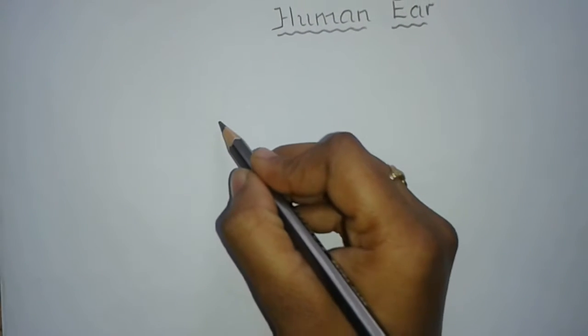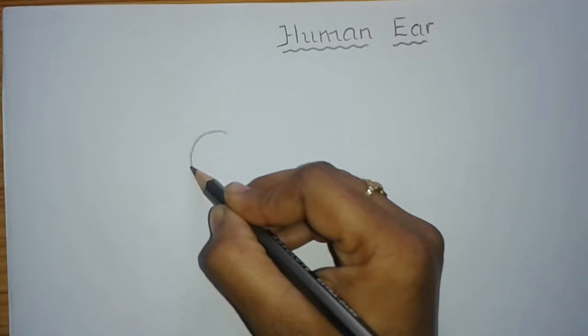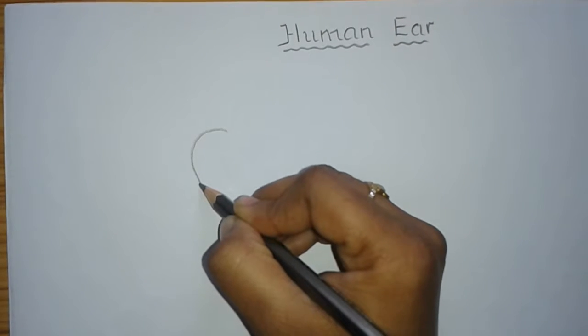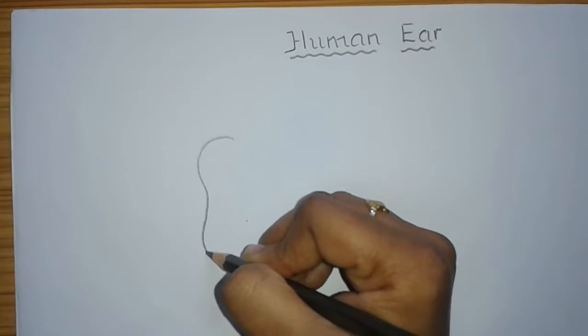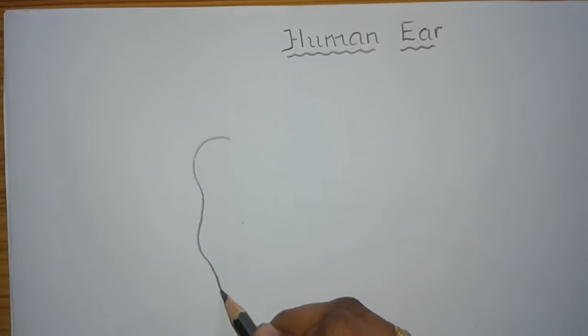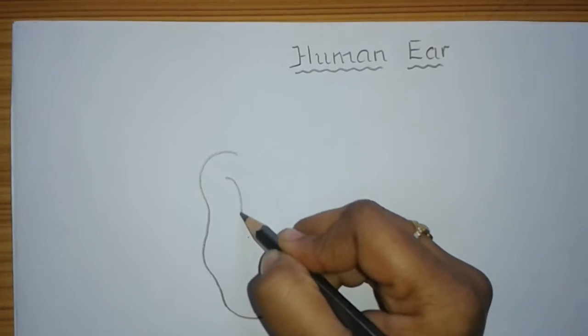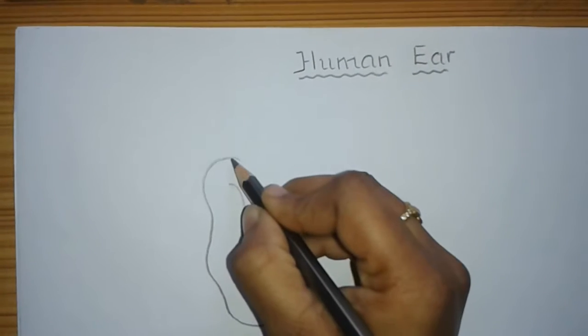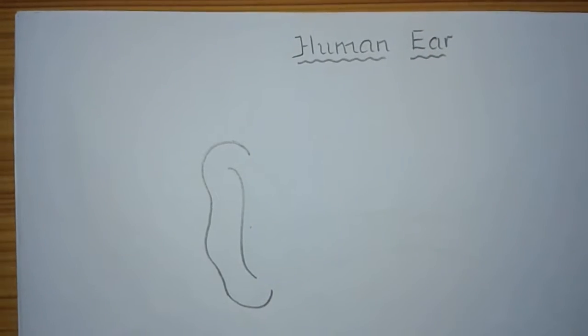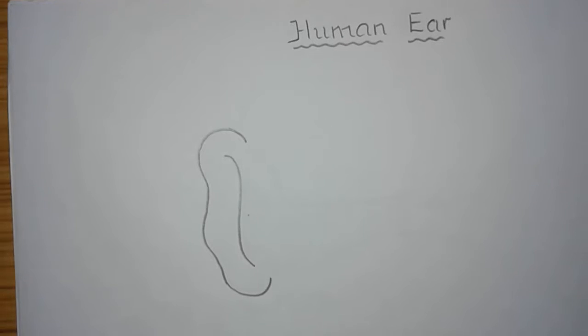First let us draw the pinna, which collects the sound waves and directs them into the auditory canal. So children, draw the pinna like this. Inside the pinna, you just draw an S-shaped curve. So this pinna collects the sound waves and directs them into the auditory canal.